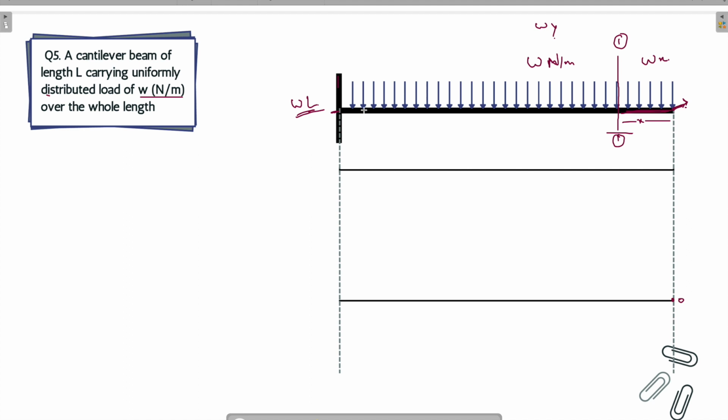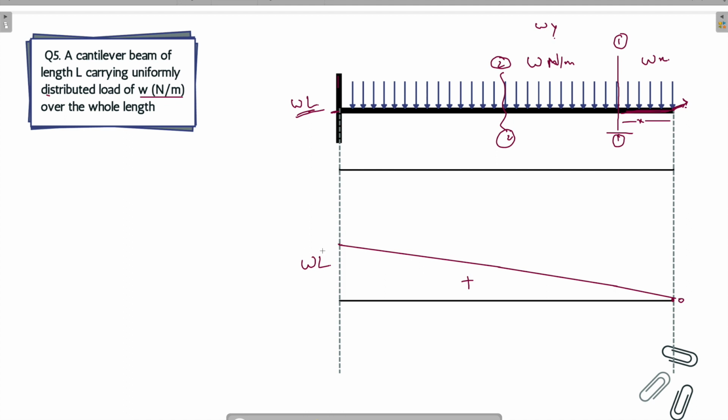Why W into L? Because the length of the beam is L and W is the intensity of loading. So it will be W into L at the left end, and the shear force is varying in a linear fashion. Linear fashion means like this. And it will be positive again because all the loading is trying to rotate the beam in the clockwise direction whenever we cut a section. So this will be the shear force diagram for a UDL.